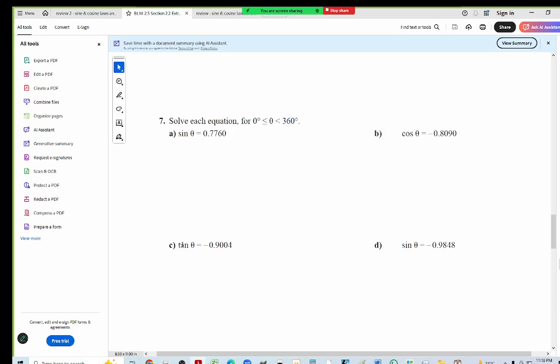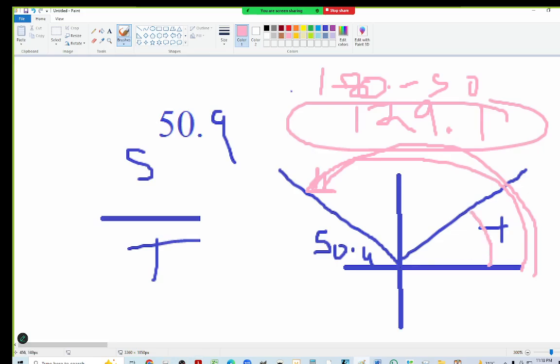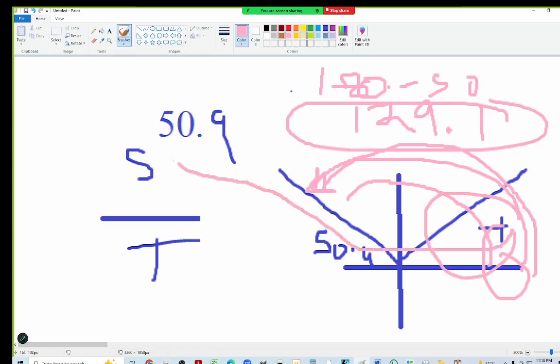All of these have two possible angles because they're negative in two quadrants or positive in two quadrants. Your calculator is always going to spit out the shortest distance from the origin. So if it's in this quadrant, it's always going to spit out this one. But there's a secret one over here that you have to figure out.